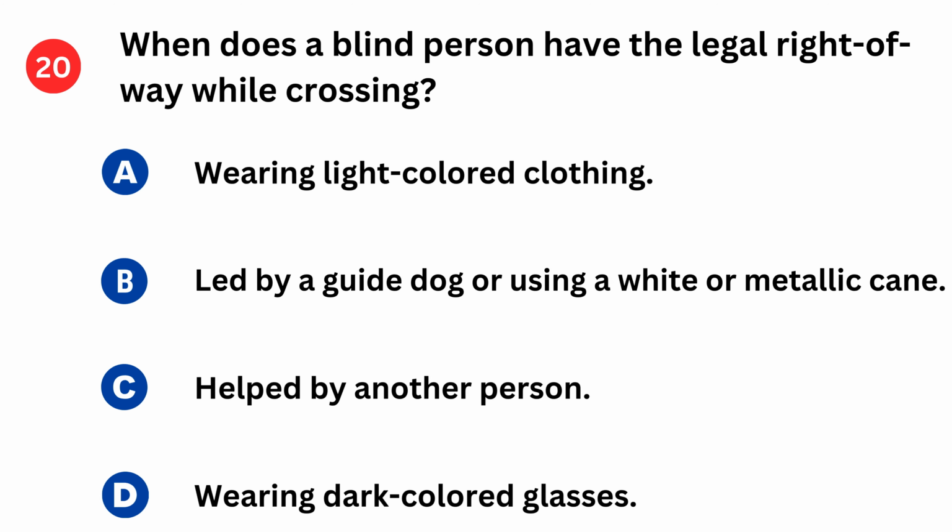When does a blind person have the legal right of way while crossing? A. Wearing light-colored clothing. B. Led by a guide dog or using a white or metallic cane. C. Helped by another person. D. Wearing dark-colored glasses.